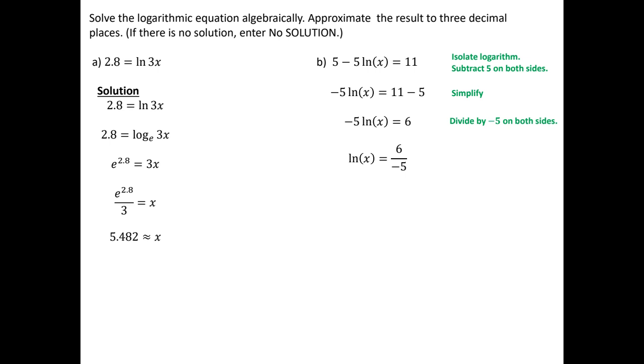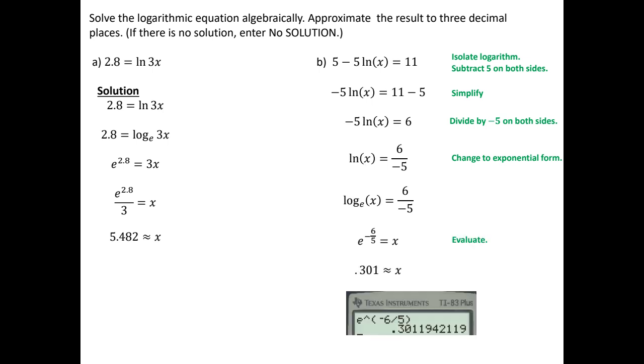Then I'm going to use my inverse property to change it into exponential form. Okay, I'm going to change it again. So again, make it the log of base e of x is equal to 6 over negative 5. Change this to its equivalent exponential form. So this is e to the negative 6 over 5 is equal to x. This is the algebraic answer. Put this into my calculator, and it's going to give me 0.301 as an approximation for x.